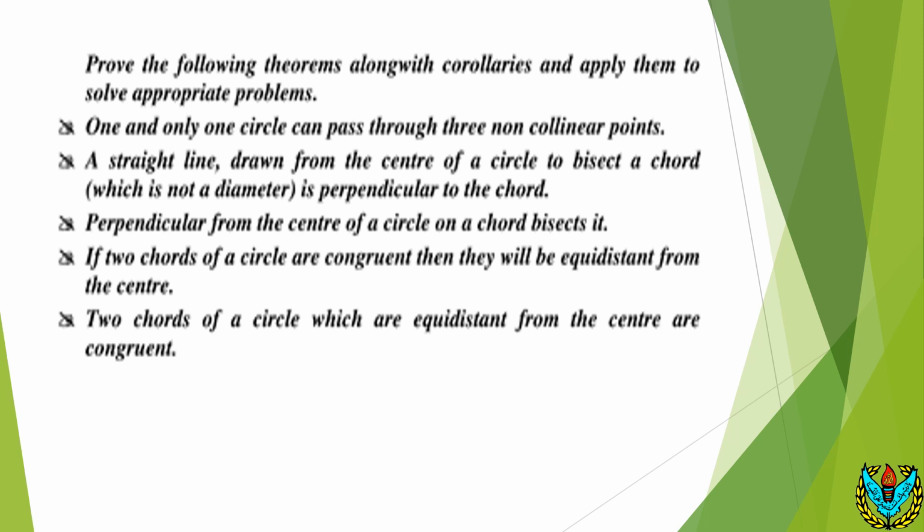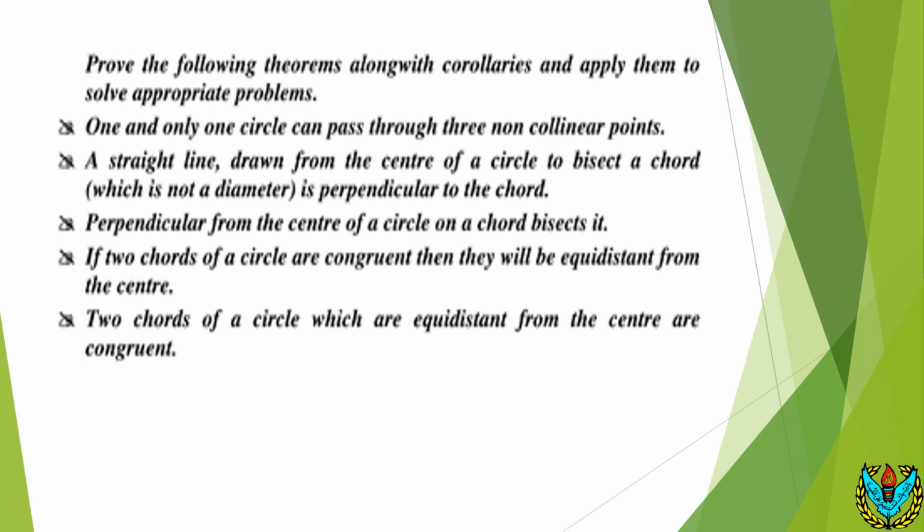And similarly, we are going to have the fourth theorem. If two chords of a circle are congruent, then they will be equidistant from the center. I'll repeat it. If two chords of a circle are congruent, they will be at equal distance from the center. In the same way as we had second and third, we are going to have the converse of theorem number 4. Two chords of a circle which are equidistant from the center are congruent.